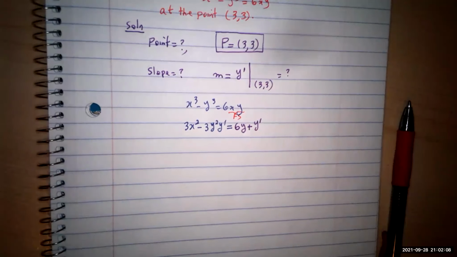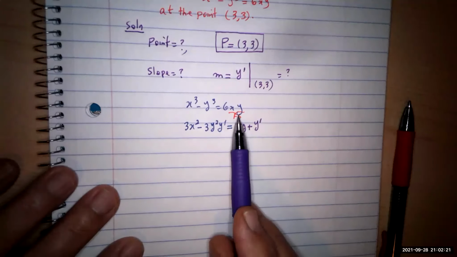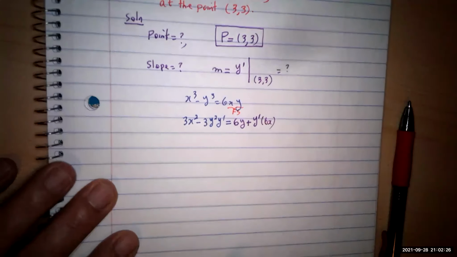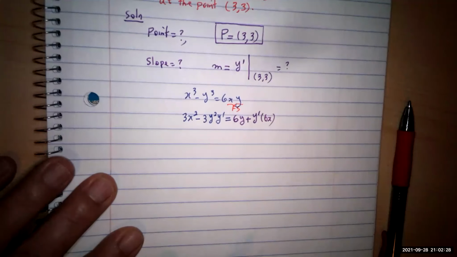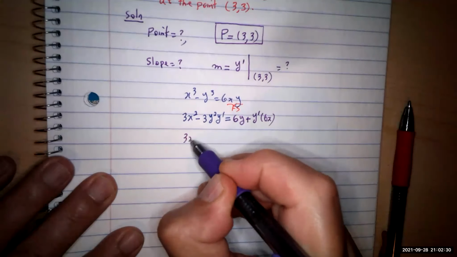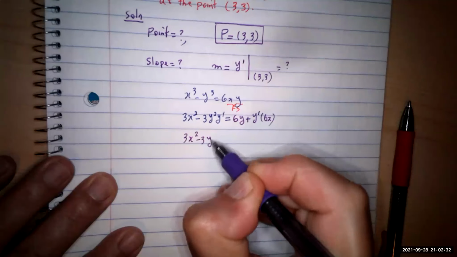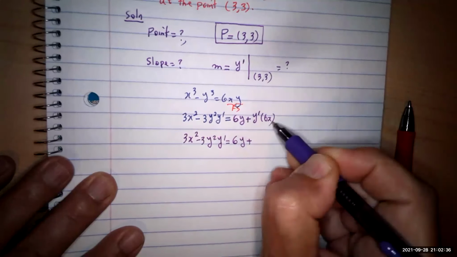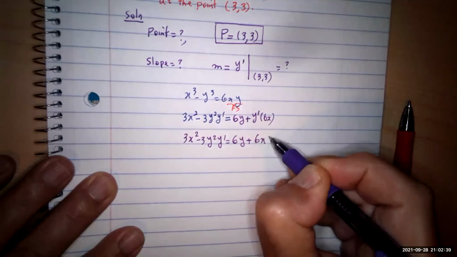You see, because if you think about it as x, the derivative would be 1. But remember, anytime you differentiate with respect to y, you multiply by y prime. Okay, that's the derivative of the second times first, 6x. That's it. So I reordered it. It's going to be 3x squared minus 3y squared y prime, equal to 6y plus 6xy prime.